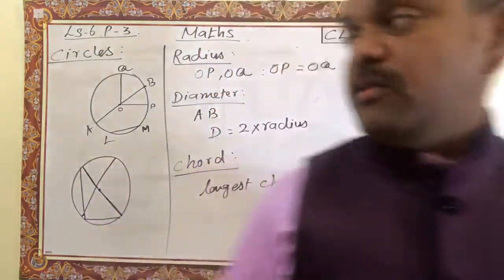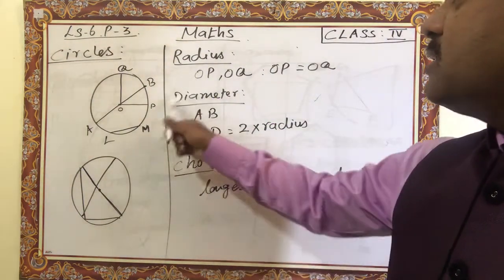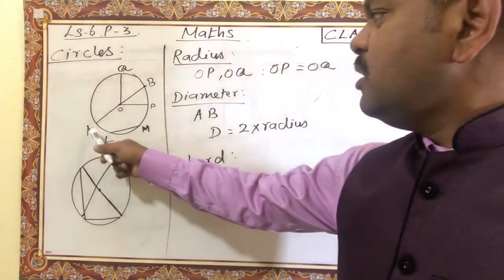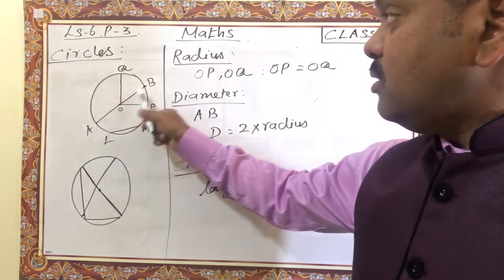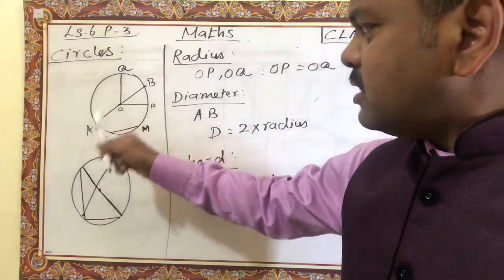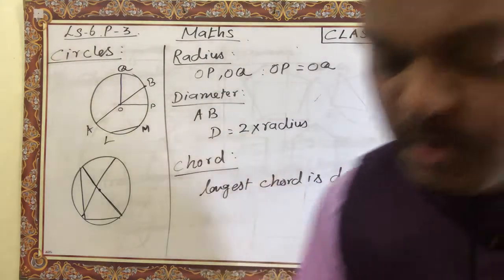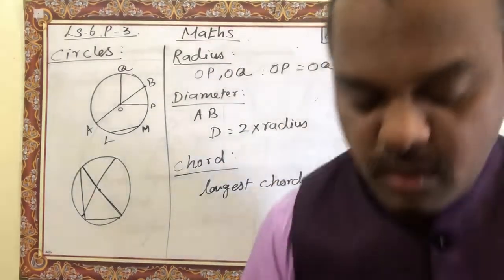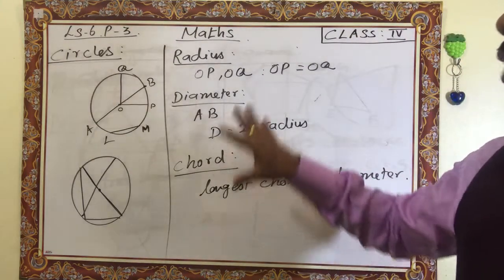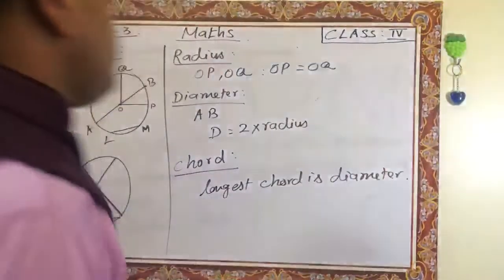Understood? So here we learned three things: radius, diameter, and chord. Radius means a line segment from the center to any point on the circle. Diameter is a line segment passing through the center of the circle and whose end points lie on the circle. So these are the three points. And from your book exercise, one more circle I will draw and explain something for you.